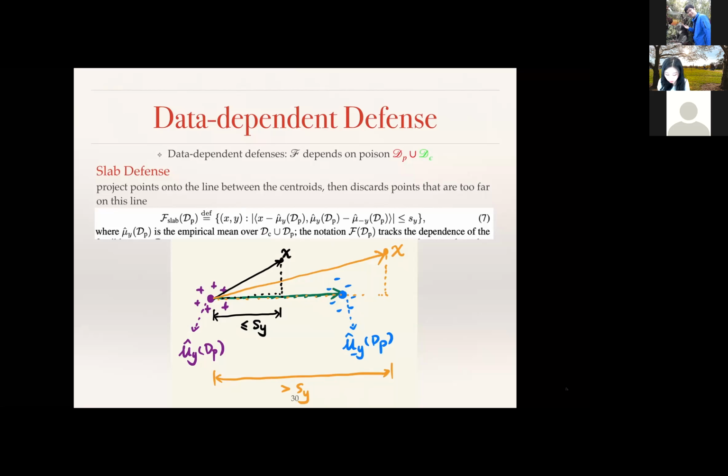So what I'm doing is, for every data point x, y, I can just do a projection and see whether it falls within range. There is a parameter s_y here. The s_y is a criterion, a hyperparameter in my slab defense algorithm that helps me decide whether the points after projection are within my feasible set or not. Okay, so this is hopefully clear.